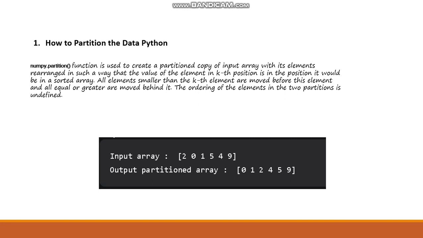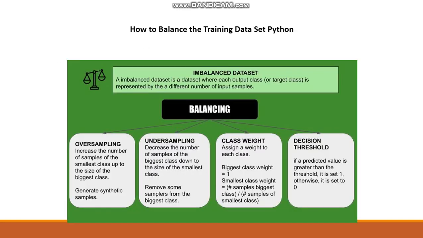The numpy.partition function is used to create a partitioned copy of the input array with its elements rearranged in such a way that the value of the element in the kth position is in the position it would be in a sorted array. All elements smaller than the kth element are moved before this element and all equal or greater are moved behind it. The ordering of the elements in the two partitions is undefined.